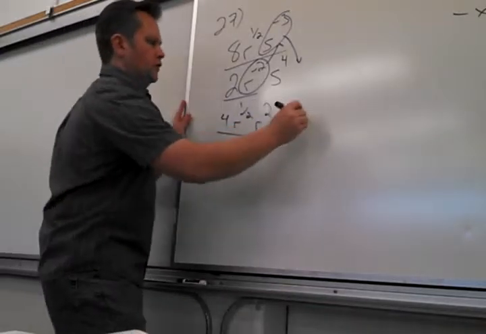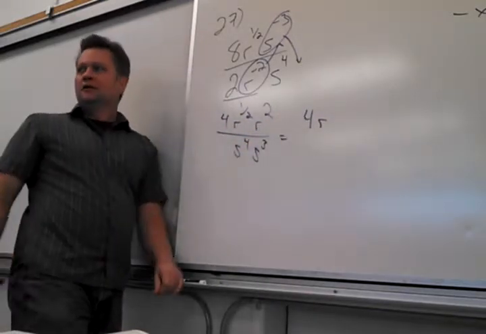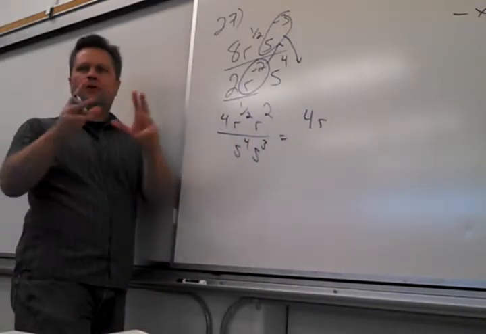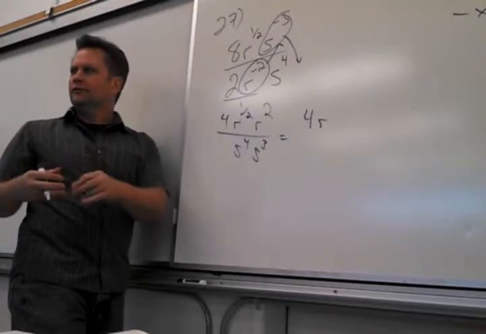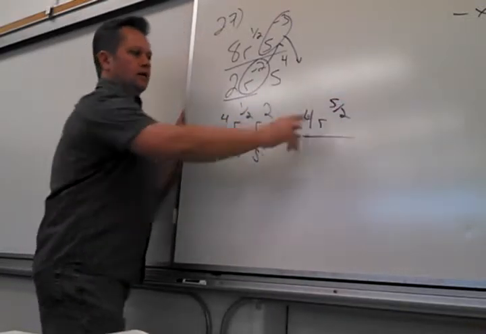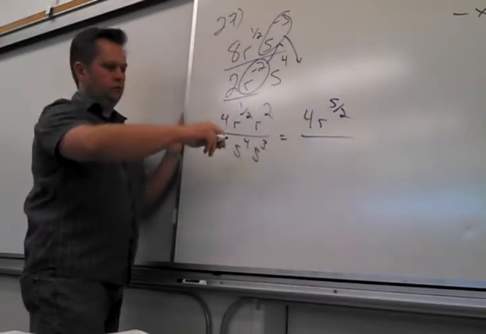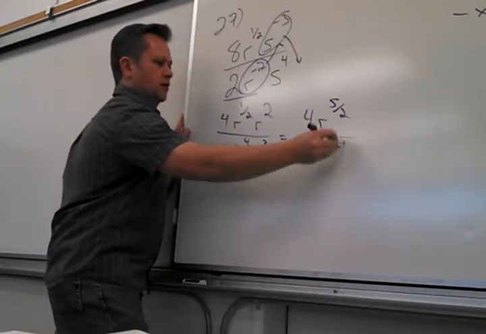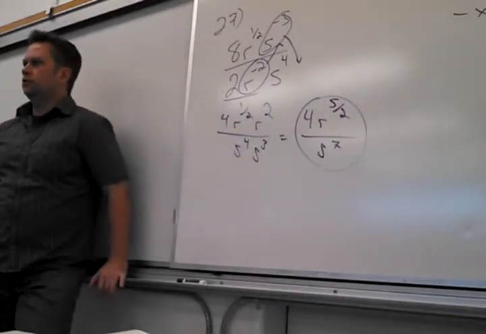So on the top you get 4r to the 5 halves. It's better than writing 2.5. We'd rather write this as 5 halves, because now I can see the power, I can see the root. Over s to the 7. Coolest. So there's a gimme.